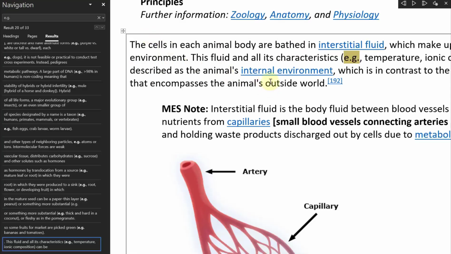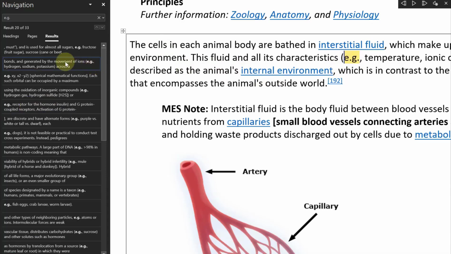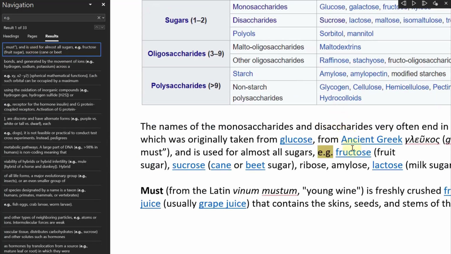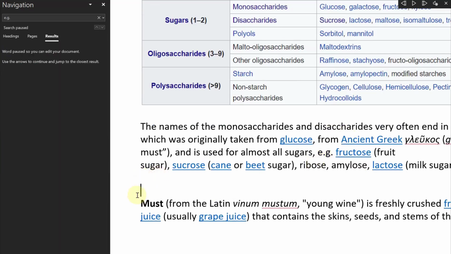And now I thought I might as well just do this now. So this is the term e.g. I've been showing it several times in this video. Let's go all the way back to the beginning, and I'm just going to put this note right here. So e.g. fructose. This just means for example.